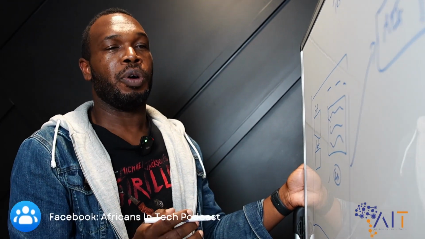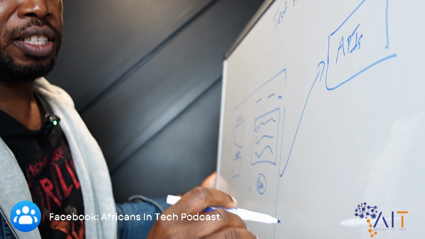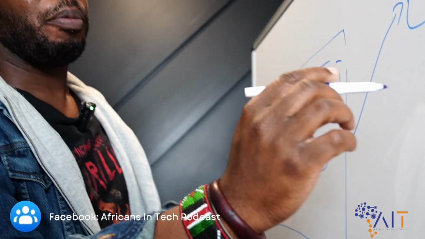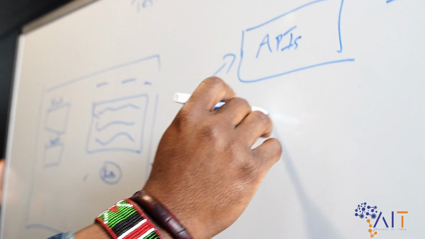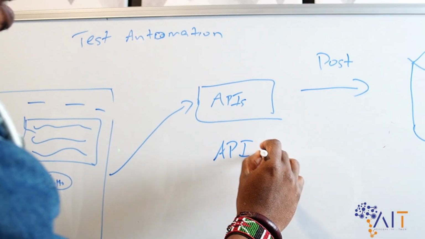So what a lot of people do instead is, and this is valuable, but where you want to focus a lot of your automation, a lot of times, is on your API. So where you have API automation here.